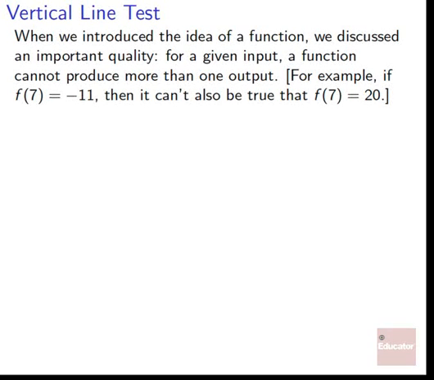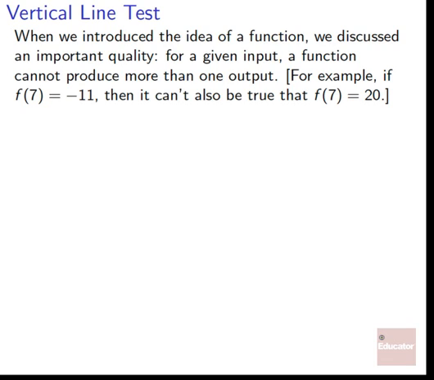All right, when we introduced the idea of a function, we discussed an important quality for functions. For a given input, a function cannot produce more than one output. So for example, we said that if f of 7 equals -11, then it can't also be true that f of 7 equals 20, right? Then that means that f of 7 equals two things at once. And we said that when you put something into a function, it always puts out the same output.